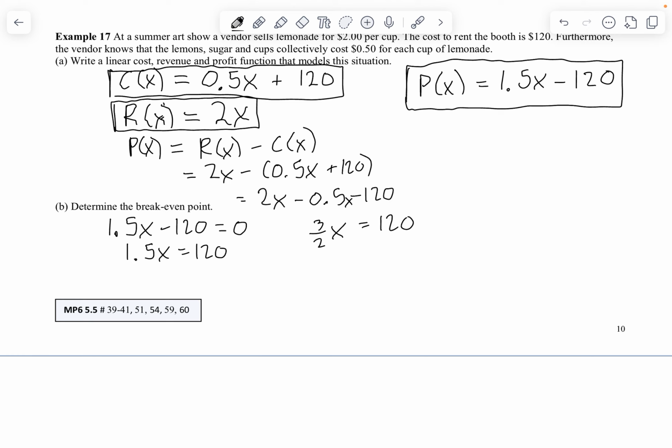Okay. And now I could multiply both sides by 2 to eliminate that fraction. That would give me 3x equals 240. And then I can divide both sides by 3 to get x equals 80. Okay? So then we can conclude by saying the vendor breaks even when he sells 80 cups of lemonade.